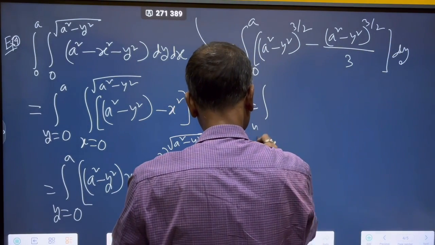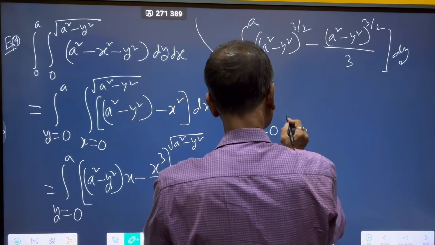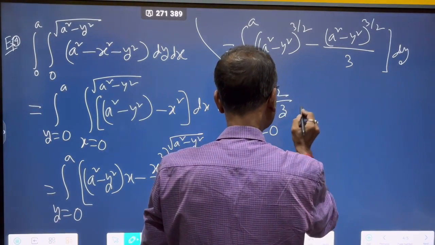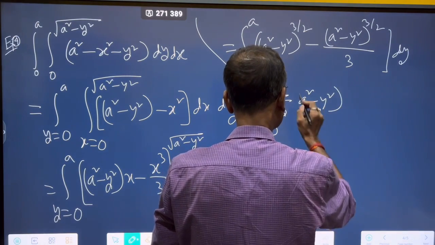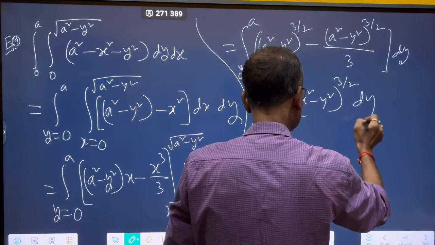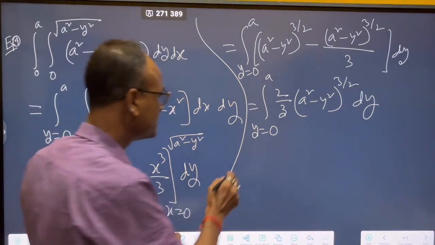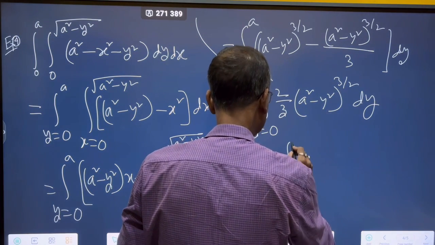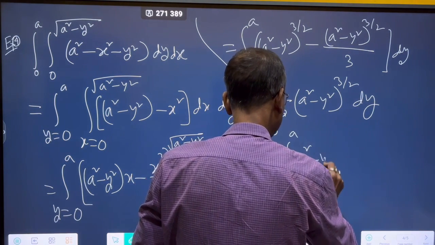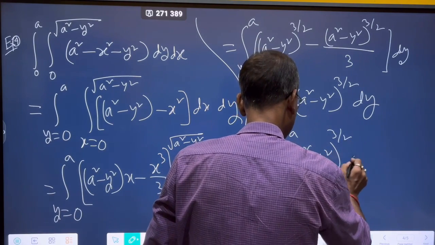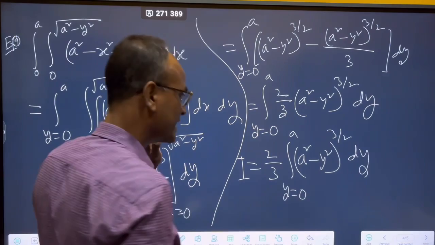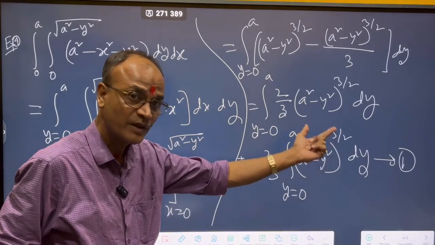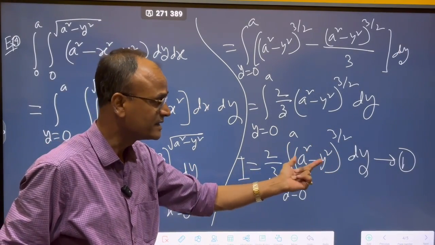This is equal to y equal to 0 to a, 1 minus 1 by 3 means 2 by 3, a square minus y square whole to the power 3 by 2, dy. This is equal to 2 by 3 integral y equal to 0 to a, a square minus y square whole to the power 3 by 2 dy. Suppose this is I, equal to this. Suppose this is number 1. Lastly, we are to find this integral.